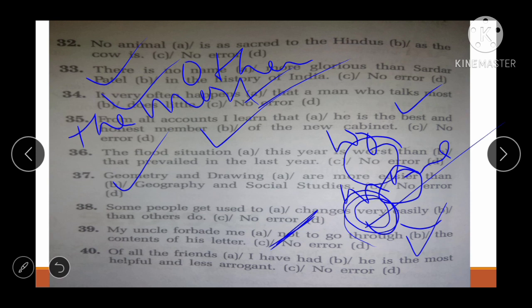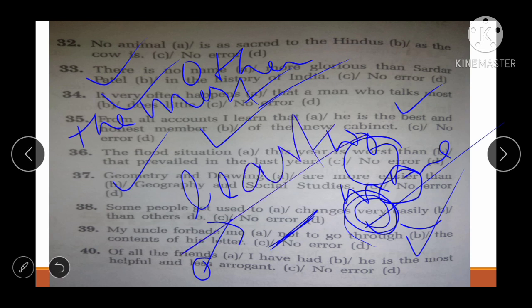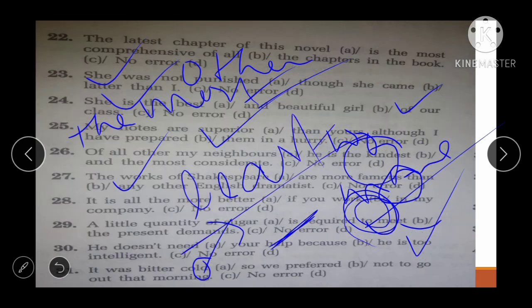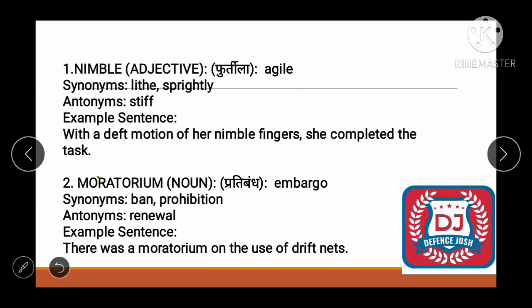Next one is: Of all the friends I have had, he is the most helpful and less arrogant. Okay, of all the friends I have had, he is the most helpful, and I told you in my previous lecture too, here least will come, right? Then we have completed error spotting. Then here are the 10 new words for you.